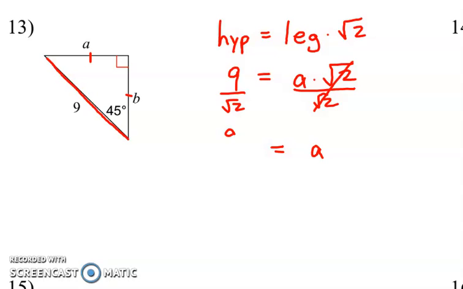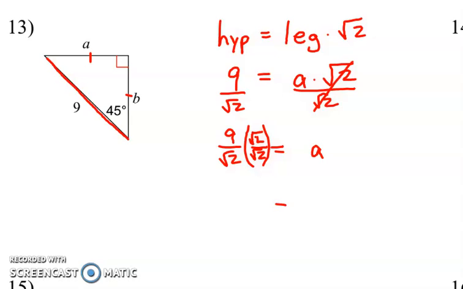On the other side, I've got 9 over the square root of 2, which is kind of weird because we've got the radical in the denominator. To not change the value of it, but to show it in a different way, we're going to multiply it by the square root of 2 over the square root of 2, which is really just 1. We're multiplying this thing by 1, but we're doing it in a way that's going to allow us to change how that looks.